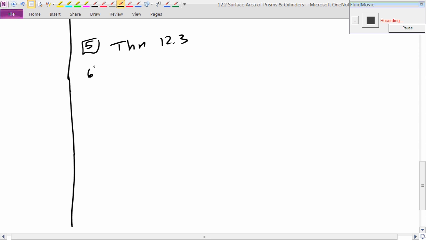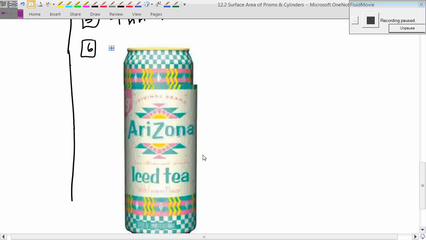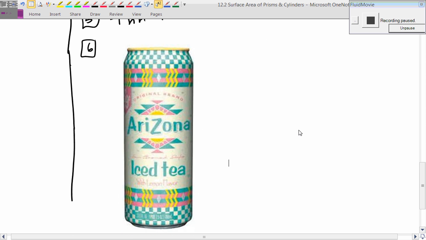Our last idea here is going to be the surface area on an iced tea can here, okay? All right, so we're going to figure out the surface area of this. Is this can, right? No, it's the same size. That's the same thing.